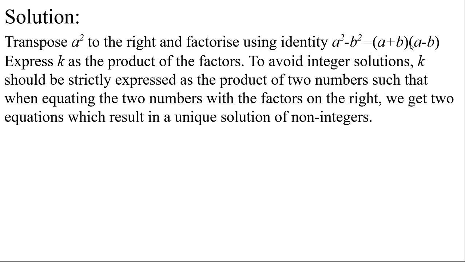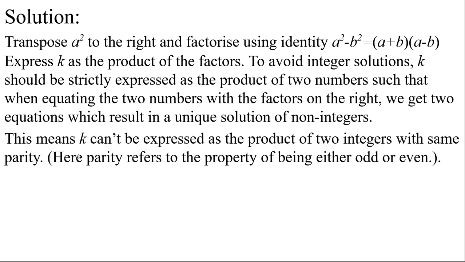So basically, we are going to express k as the product of two factors, or divisors. And then we're going to equate one factor with a plus b and the other factor with a minus b. Then we'll get two equations, and you can just add or subtract the equations, and then you'll get the values of a and b. And now we have to do something to make sure that a and b are not integers. Let's see what we can do.